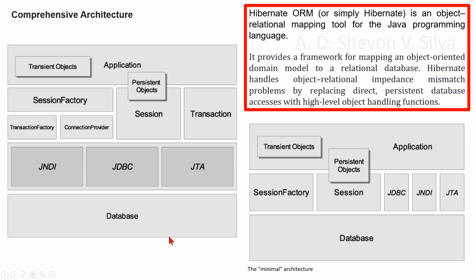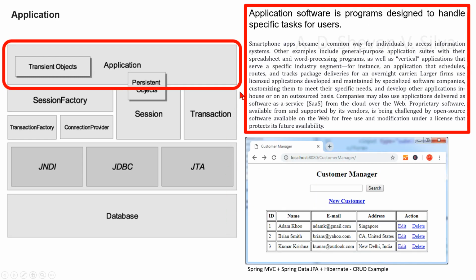Here you can see a comprehensive architecture. The comprehensive architecture abstracts the application away from the underlying JDBC, JTA APIs and allows Hibernate to manage the details. Now we are focusing on application.